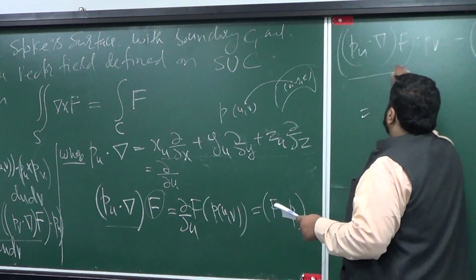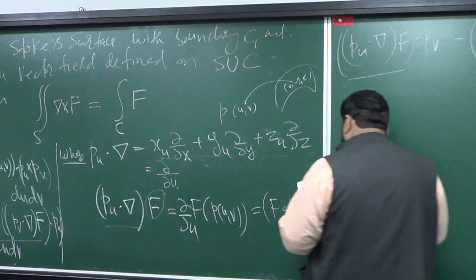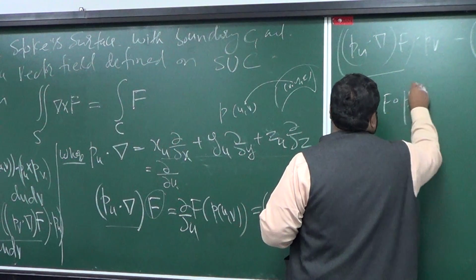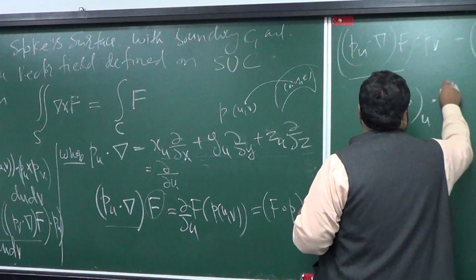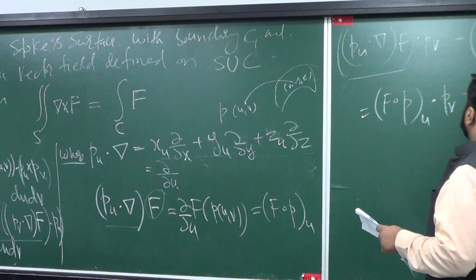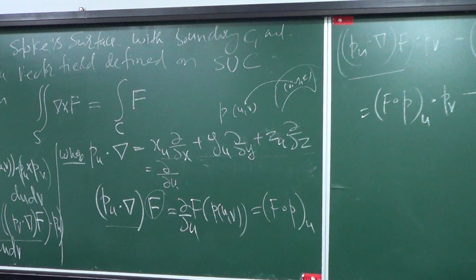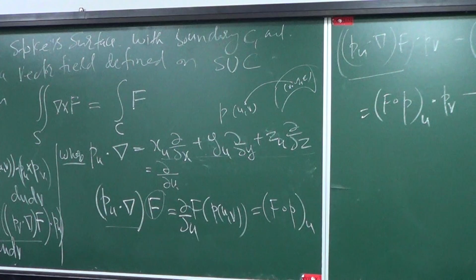Again, composition. Now this is what? So again, f of p of u. So f composition p, its partial derivative with respect to u, dot product with pv, minus f composition p, its partial derivative with respect to v, dotted with pu. Okay? And now I want to take an interesting step. And this interesting step is this.